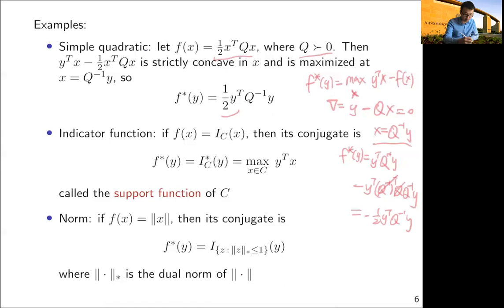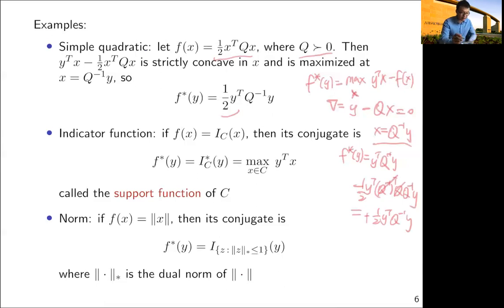Wait, why am I missing the half here? Oh, okay. So this is minus half of this. So at the end of the day, you get the positive half y transpose Q inverse y. Okay. So let's take another example.